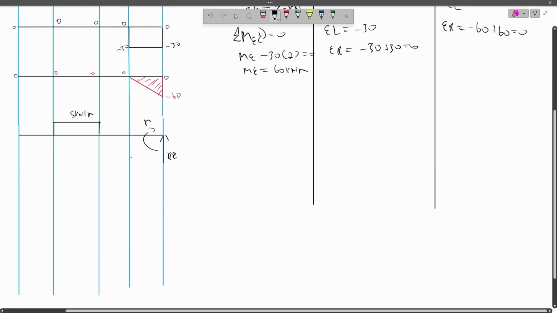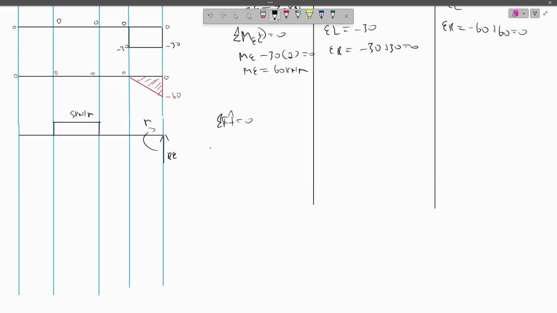And then our reaction will have sum of forces. Up is positive. We have minus 5 times 2 plus RA, which is equal to 0. RA is 10 kilonewton.